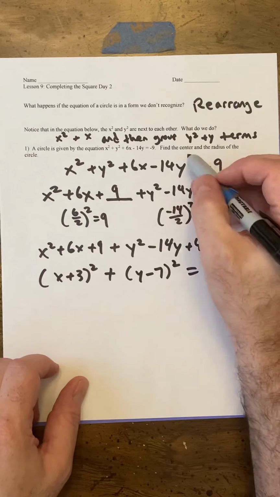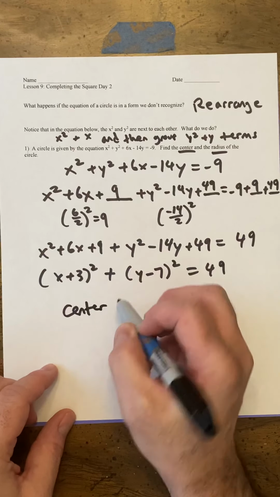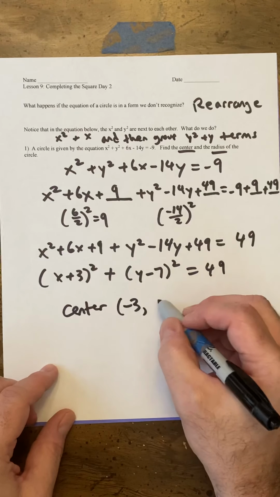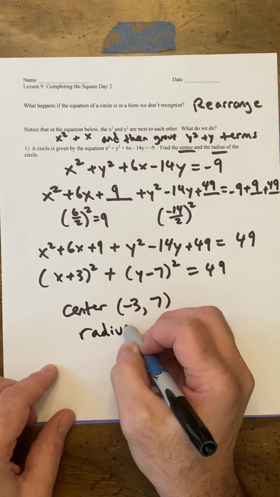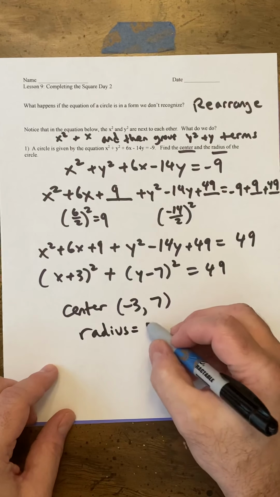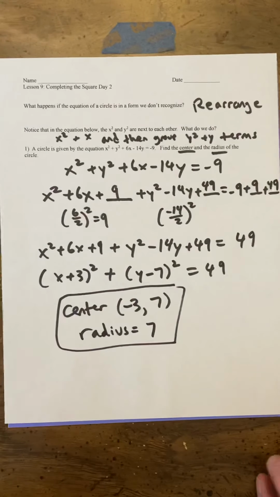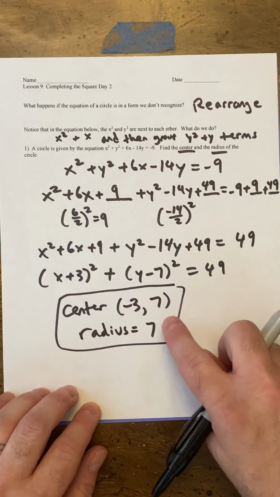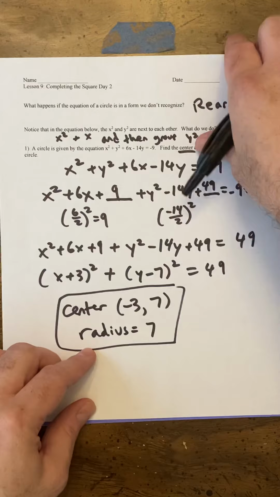And now if we wanted to find the center and the radius, well, that's the easy part. Because the center is just the opposite of these numbers. Negative 3 is the x value and positive 7 is the y value. And the radius is simply going to be the square root of 49, which is going to be 7. And again, like I said in the previous lesson, the reason why we like the equation of a circle in this form is because it's very easy to tell the center and the radius when it's in this form.